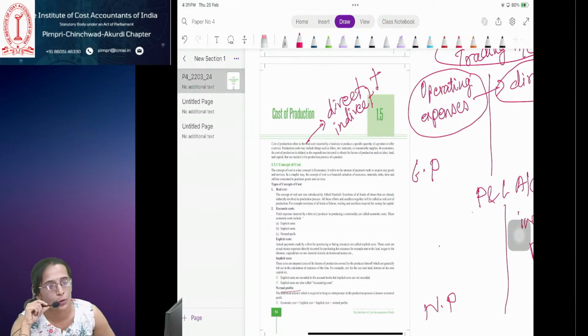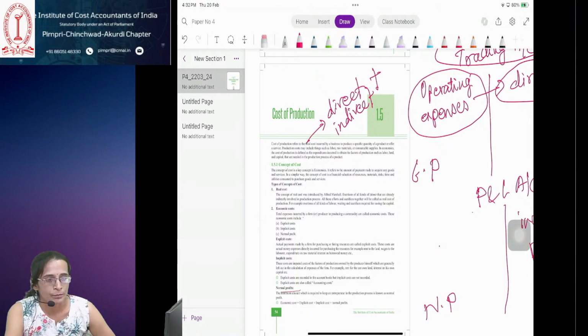Now we saw what is cost of production, right? Clear on the concept of cost of production? Direct cost and indirect cost both will be included. You recall that in the trading account there are direct expenses, and in the P&L account indirect expenses, operating expenses. So now we will discuss the different types of cost.